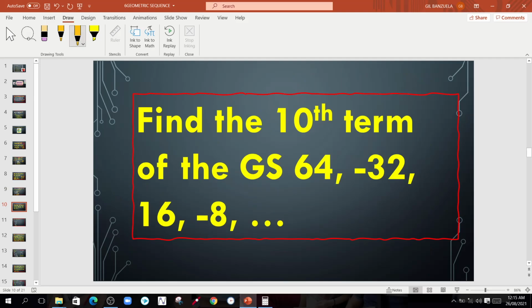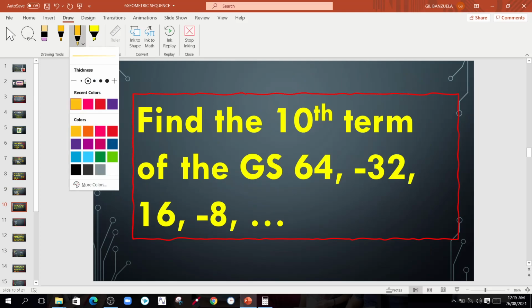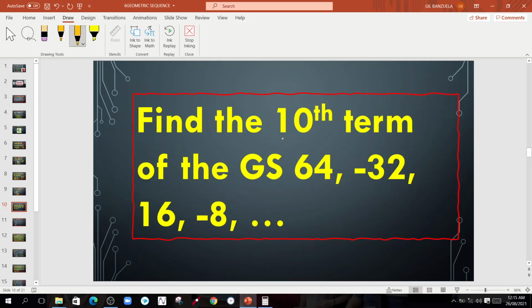Okay, guys, here. So we are asked to find the 10th term. Basic. Find the 10th term. So therefore, this is a sub 10. Okay? So a sub 10 is missing because we are asked to find it, di ba?